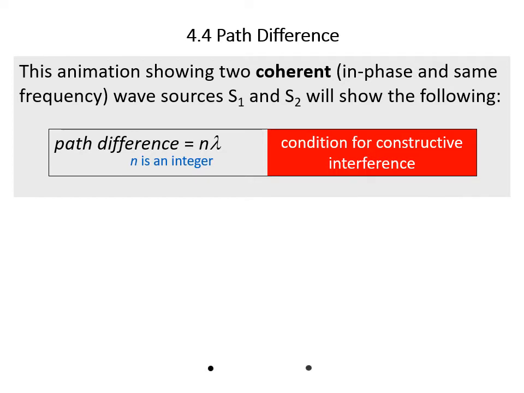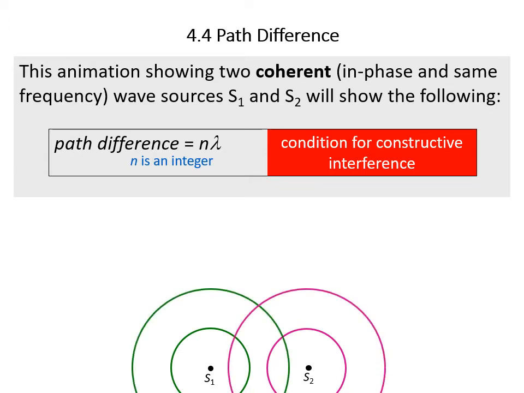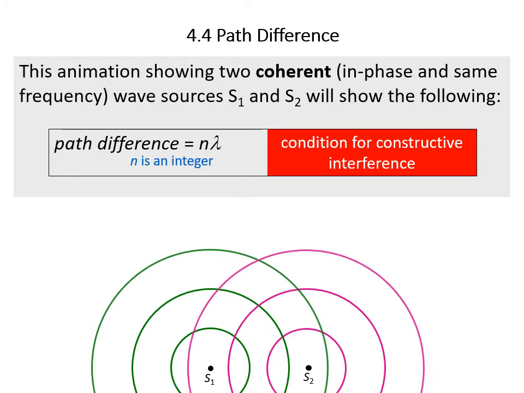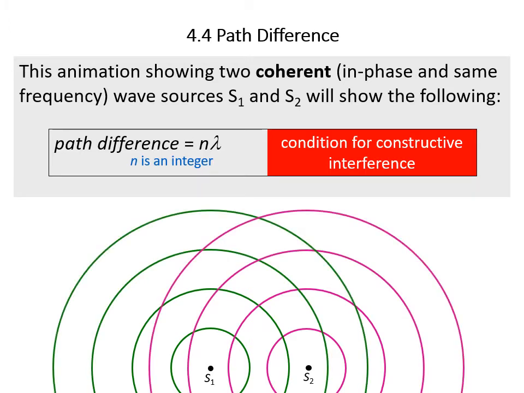So we have source 1, source 2. They're going to emit waves, and these waves are represented using these wave fronts. So the circles, wave fronts. And remember, the distance between wave fronts is a wavelength. So you can see the waves spread out, and there are places where the green and the purple circles overlap. So that is where they're interfering at those overlap positions.